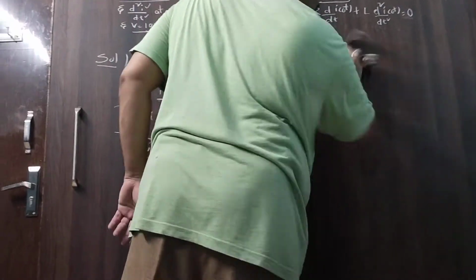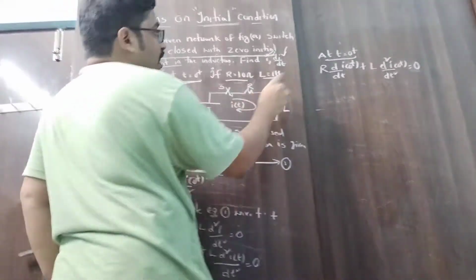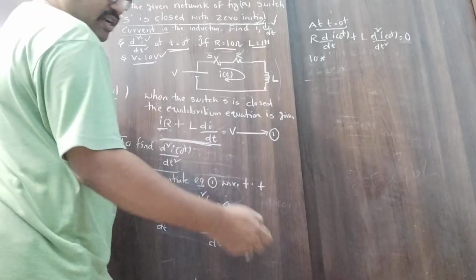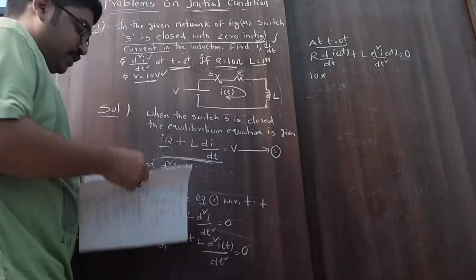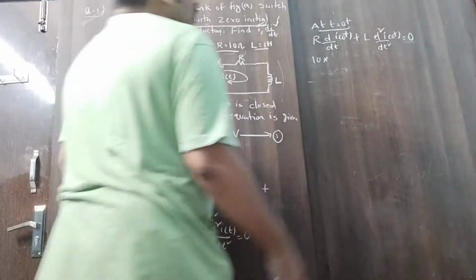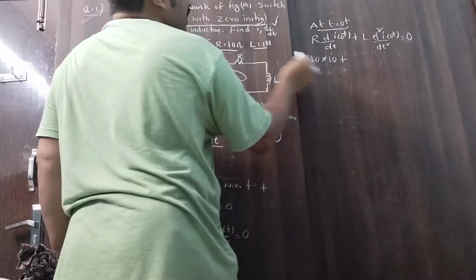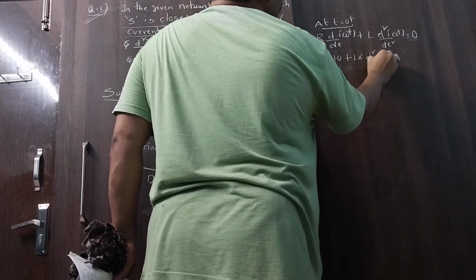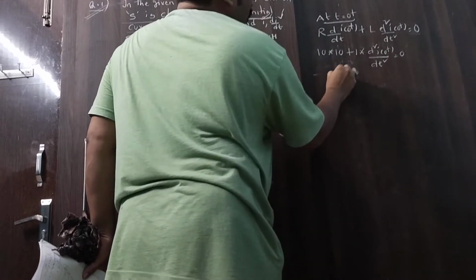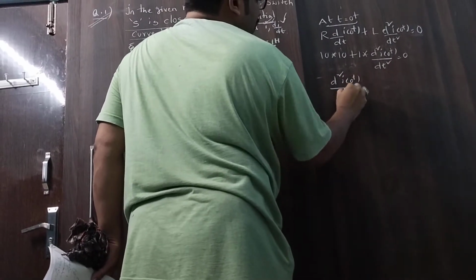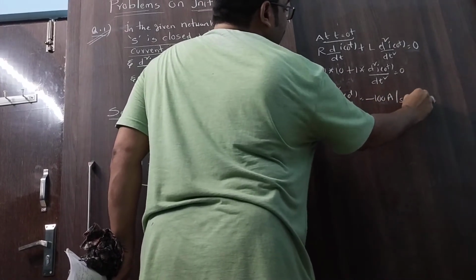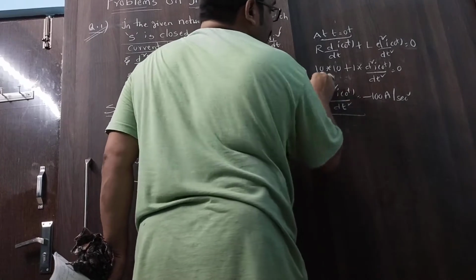Now what we need to do? Just substitute the value of R. R value will be 10 multiplied with the value of di by dt, which you have got as 10 amperes per second. So I will write it as 10 into 10 plus the value of L, which is 1, multiplied with d square I of 0 plus divided by dt square is equal to 0. So d square I of 0 plus divided by dt square is equal to minus 100 ampere per second square, because it is t square. So this is the answer.